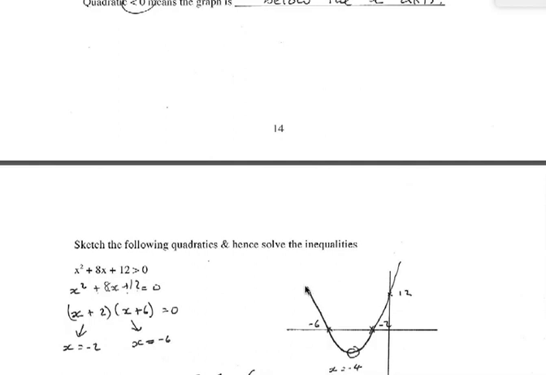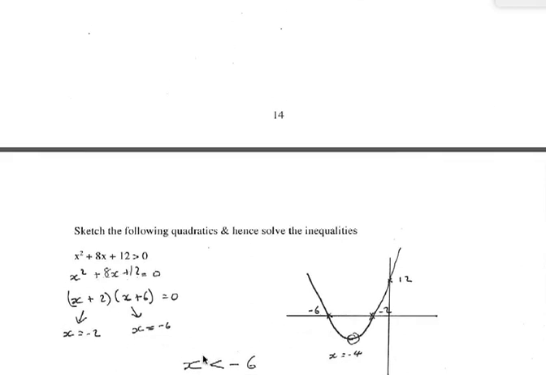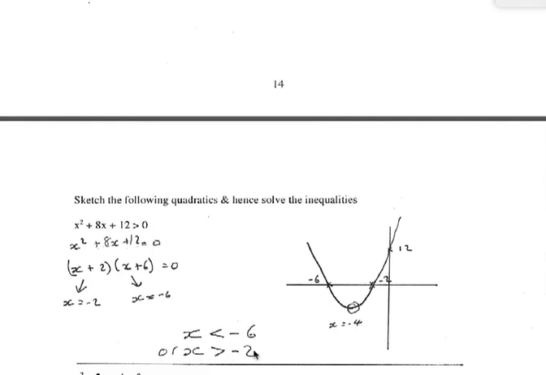This part of the graph is the part of the graph with x values that are smaller than -6. So there's the part of the answer that represents that part of the solution. And this part of the graph is where x values are greater than -2, because it intersects the x-axis at -2, so for any x values bigger than -2, it's above the x-axis. So that's the part of the solution that represents that part of the graph.